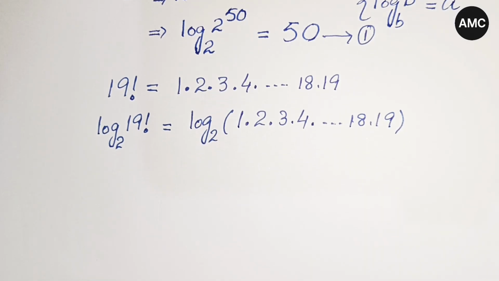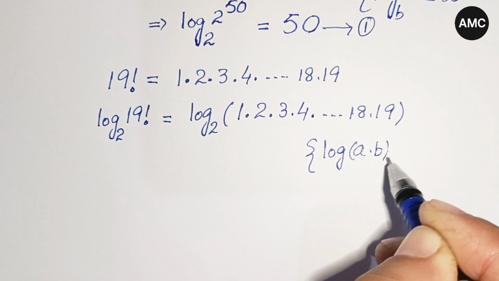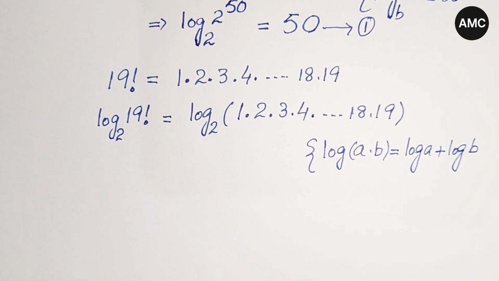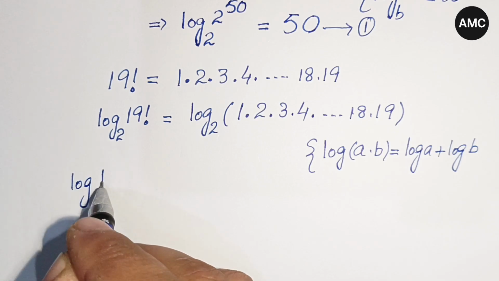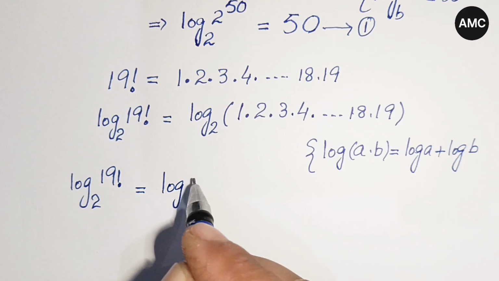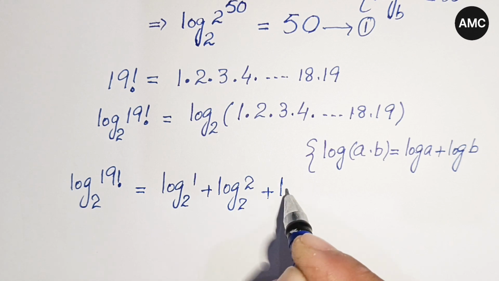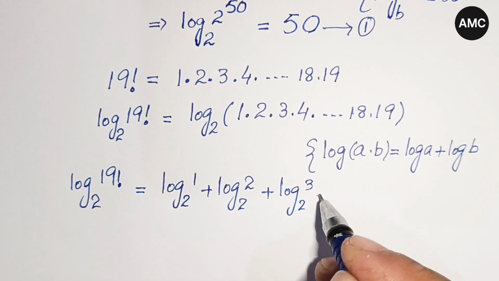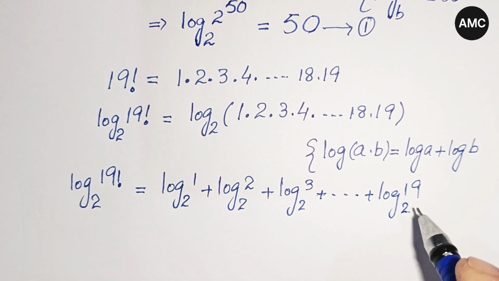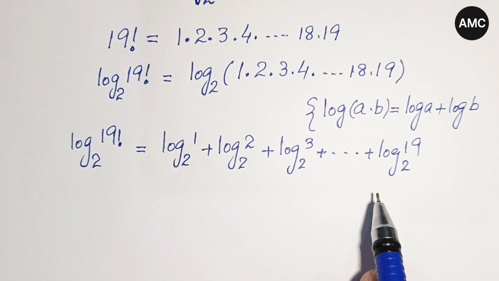Here, using the logarithm law, as we know that log of a times b is equal to log a plus log b, we have log 19 factorial to base 2 equal to log 1 to base 2 plus log 2 to base 2 plus log 3 to base 2 plus up to log 19 to base 2.